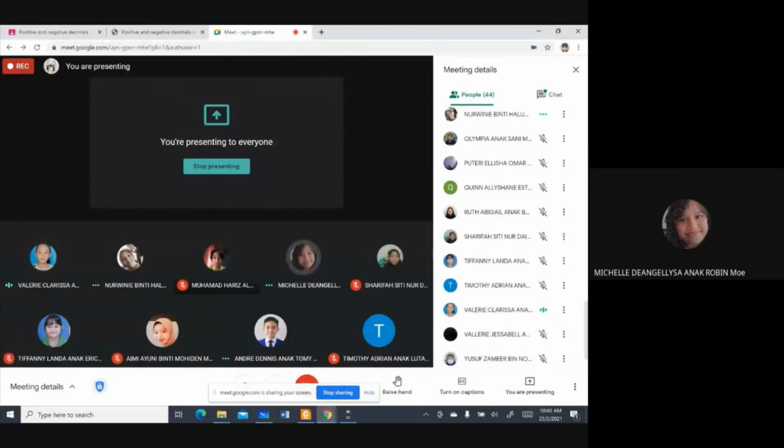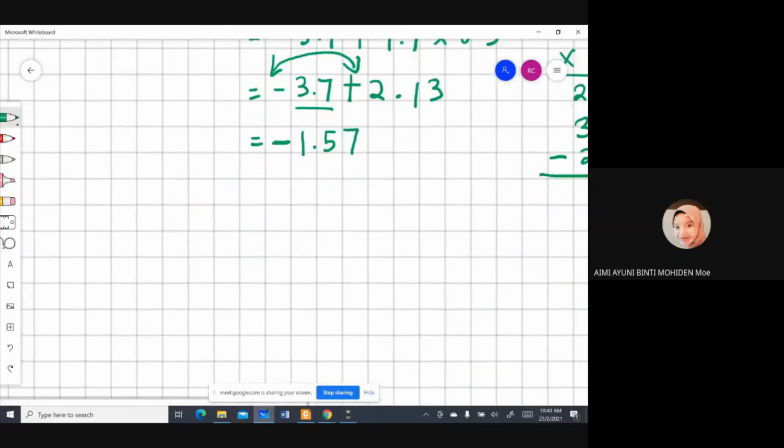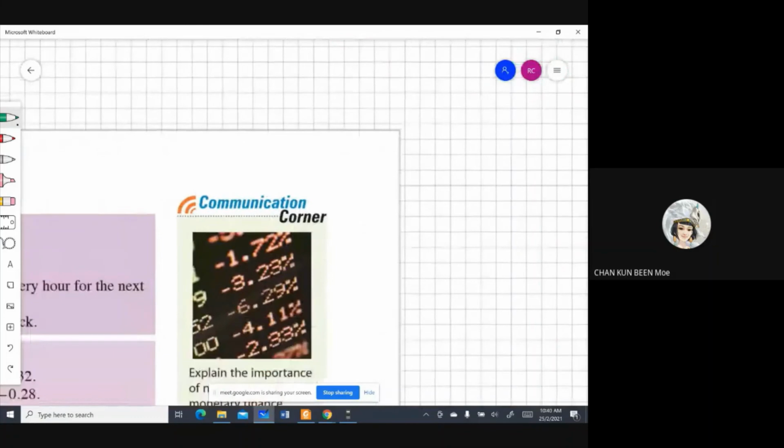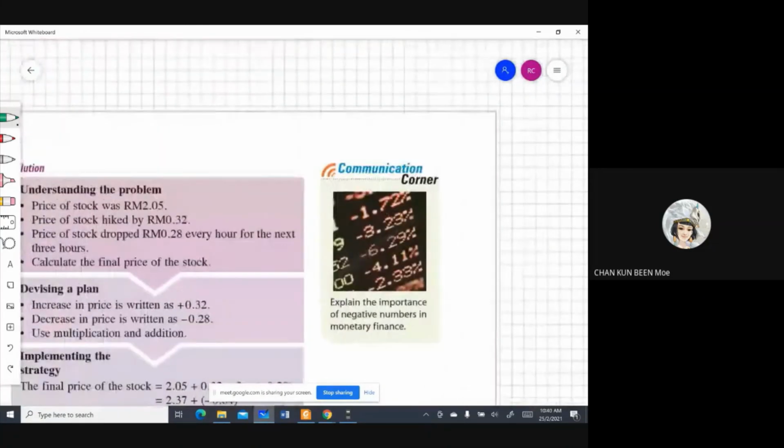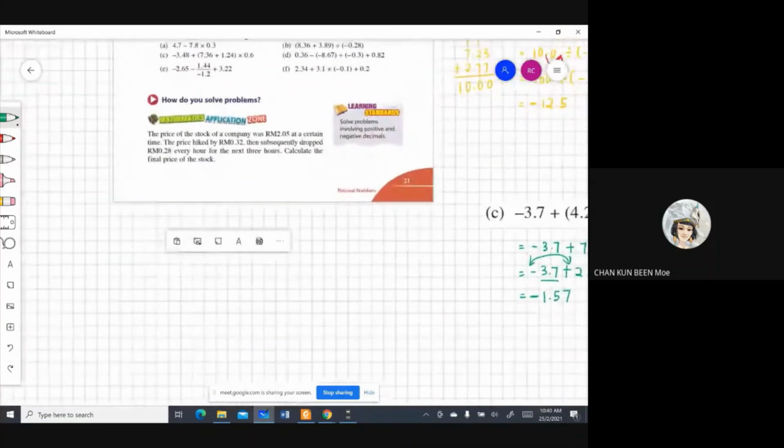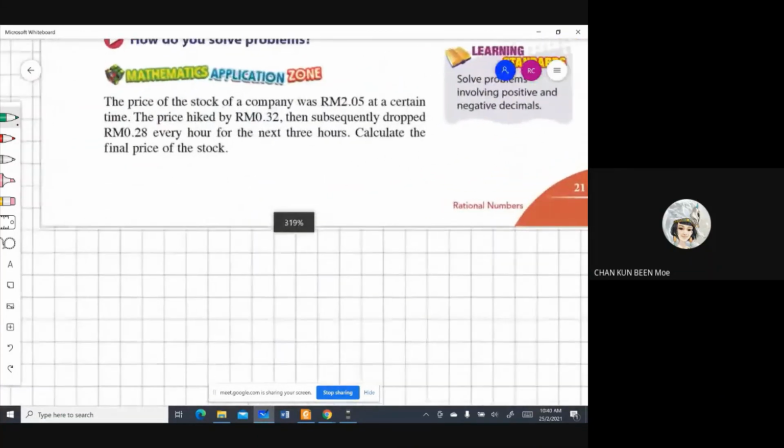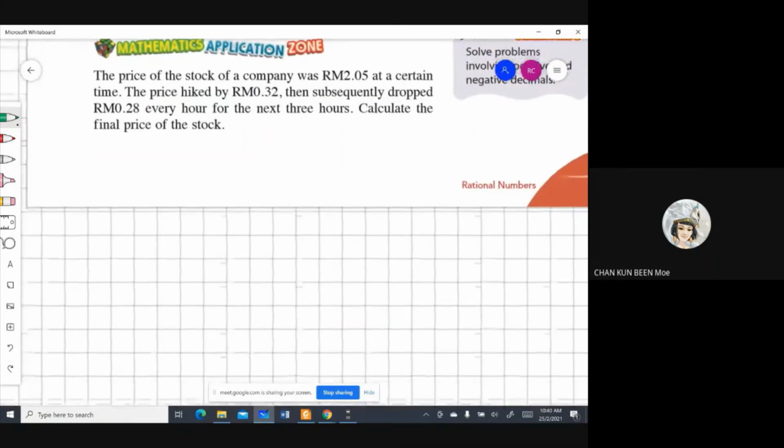Yes, teacher. Okay, now we continue with the last part, the problem solving. Let's look at the problem solving. It's not here, it's up here. Okay, this one. How do you solve the problem? Page 21. The price of the stock of a company. Stock adalah apa? Saham was 2.05 at a certain time. So you can write down first 2.05 like this. The price hiked, maksudnya dia naik by 0.32. So I'm going to plus 0.32.